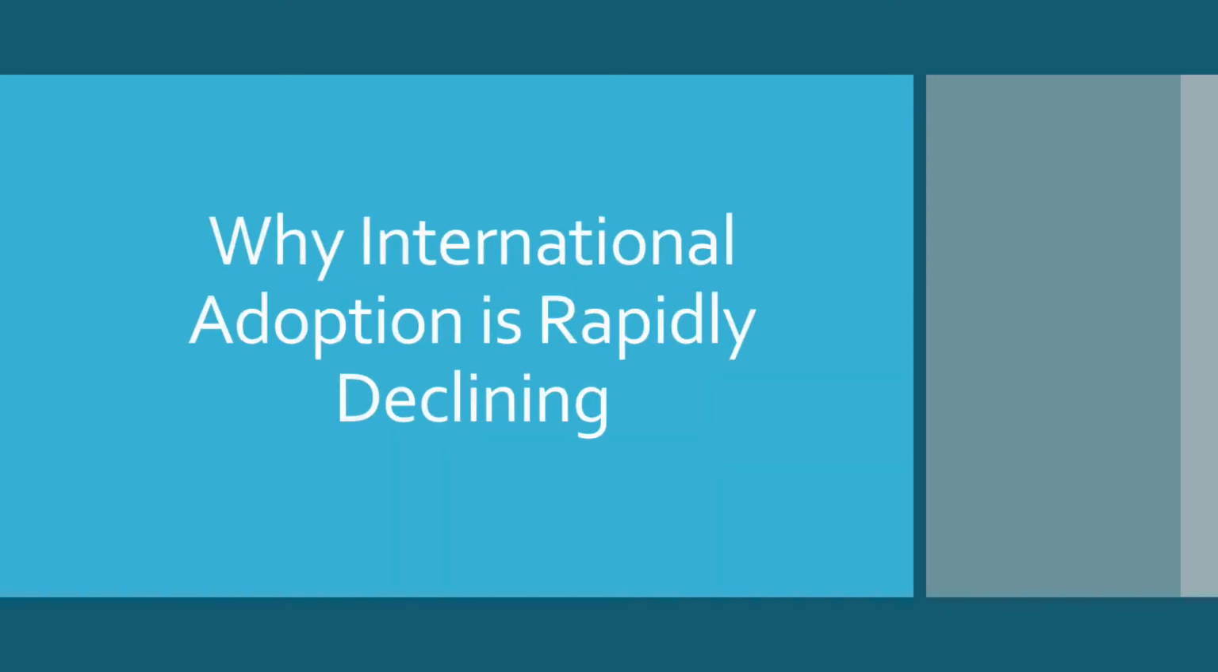Hello, everyone. So, my paper on an international law issue or problem was on international adoption, specifically why international adoption is rapidly declining. And this presentation is by Ashley Altman, which is me.